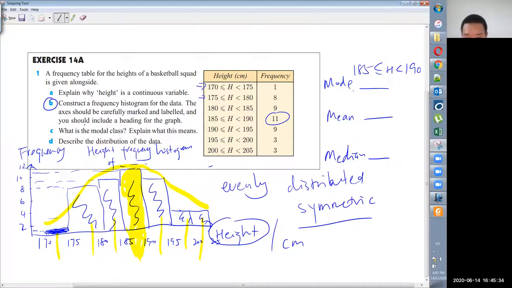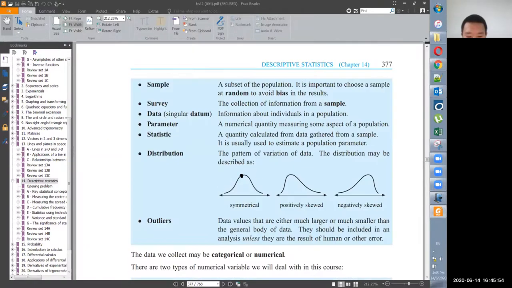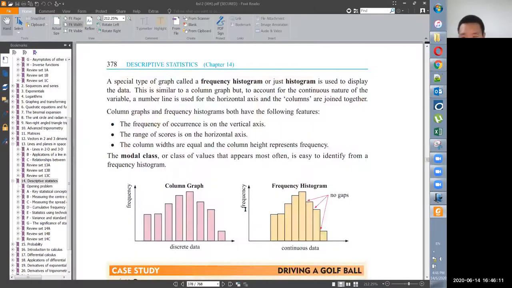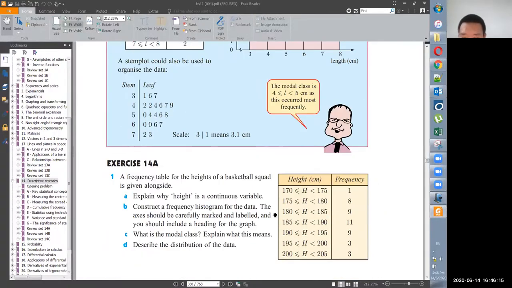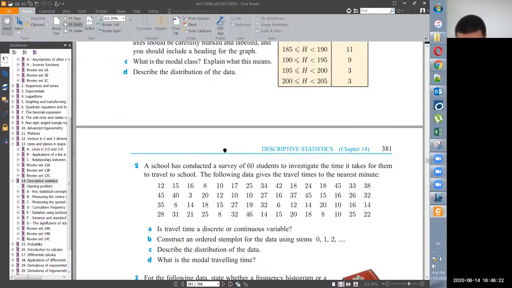Okay, symmetric means let's say this is the line of your inflection. So this side and this side is quite symmetrical. Yeah, this one's symmetrical. So the distribution is quite symmetrical. You can actually use one of these to explain the distribution. Evenly distributed is also symmetrical. But let's use this term, symmetrical. All right. So I just demonstrated to you this 14A. Pretty simple, right?